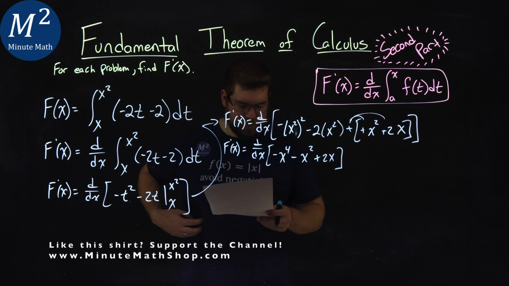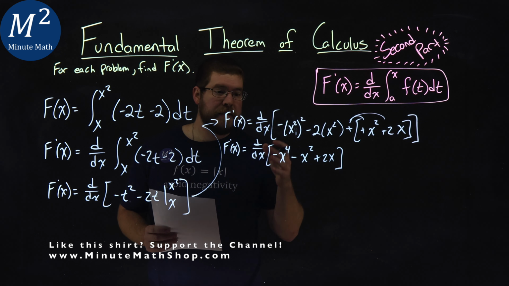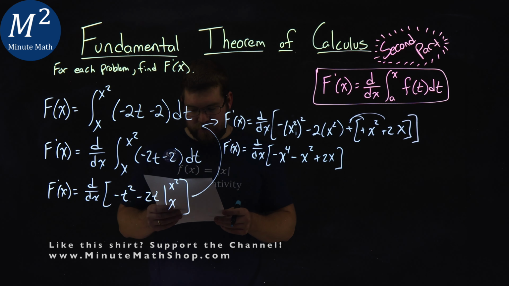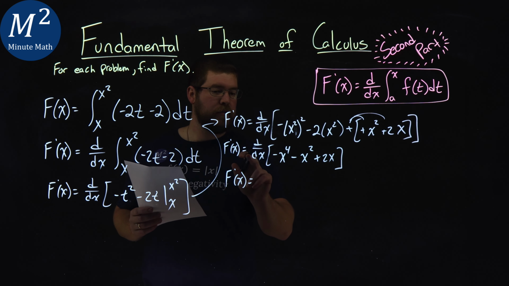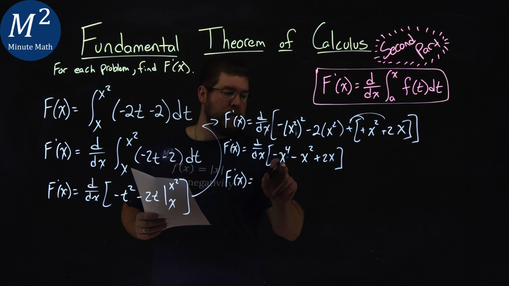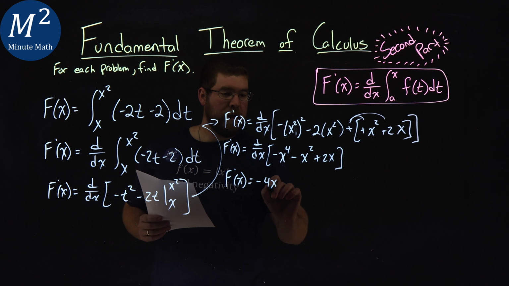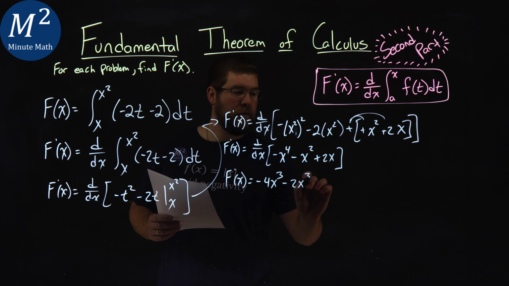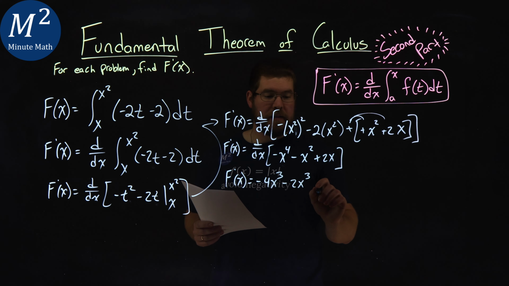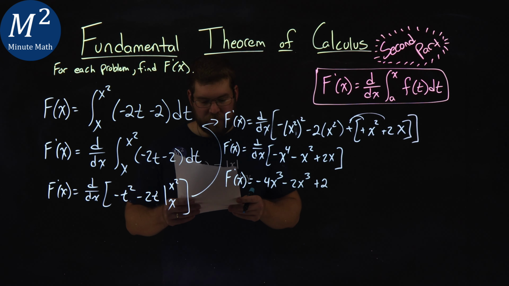Okay? From there, we need to find the derivative now of this function here. So f prime of x is equal to the derivative of, well, negative x to the fourth power is a negative 4x to the third, minus the derivative of x squared is a minus 2x, and the derivative of 2x is just a 2. And there we have it.